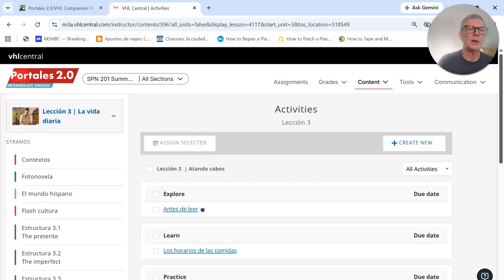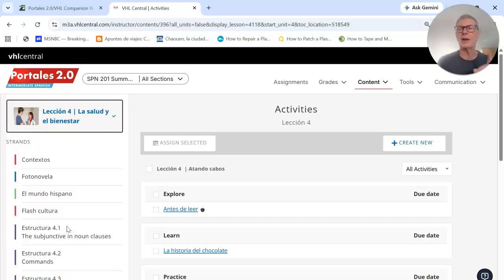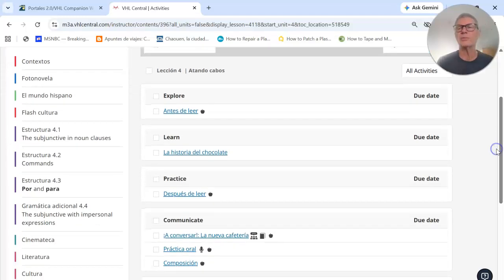So that's what's happening in Lección 3, and we're coming up on, excuse me, Lección 4, La salud y el bienestar. Vocabulary has to do with health and your well-being, and several grammar points. Well, not several, three. There are always three biggies, right? So we've got the subjunctive, we've got commands, and we've got the use of por versus para. So that's coming up real soon.